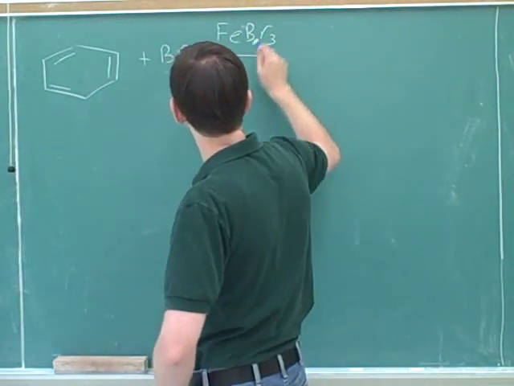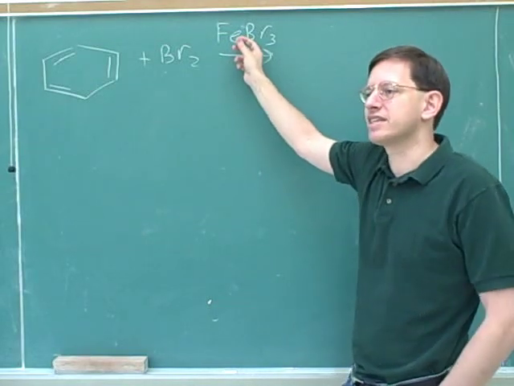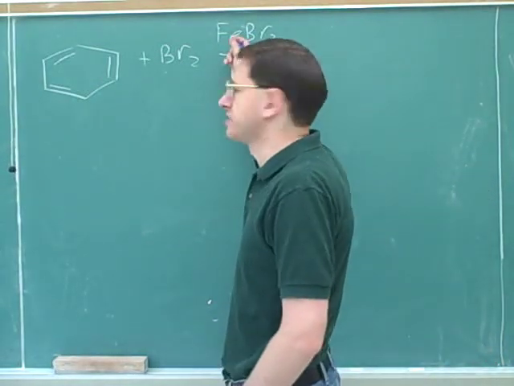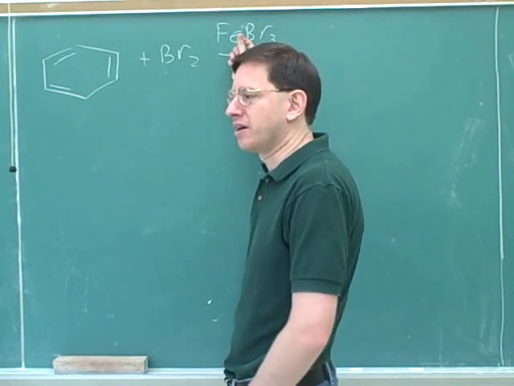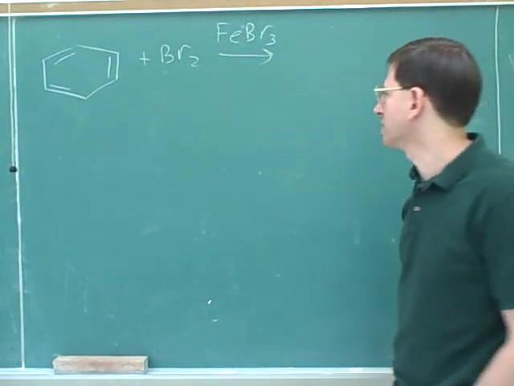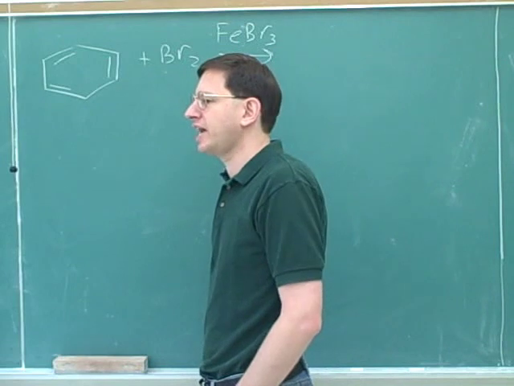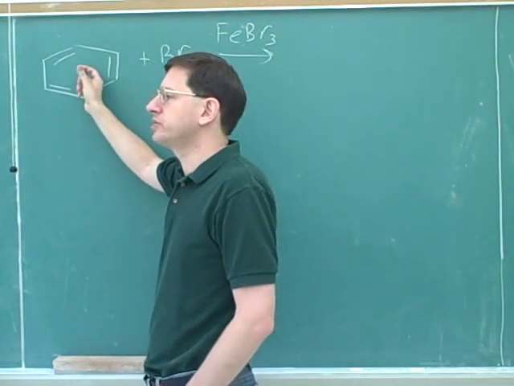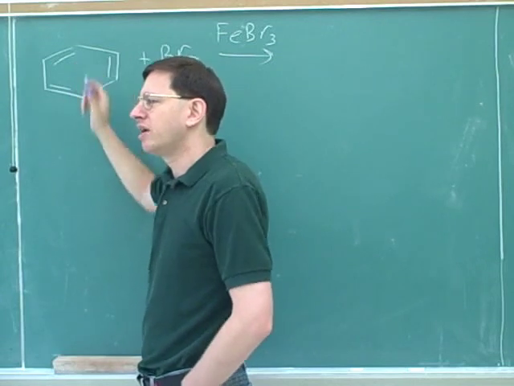What type of molecule is this? This is what's called a Lewis acid. There are some other Lewis acids you might use as well, but FeBr3 is a common Lewis acid that's used here. Now, we shouldn't be surprised that we need a catalyst, because remember, the benzene is so happy that it's going to be hard to accomplish that first step.